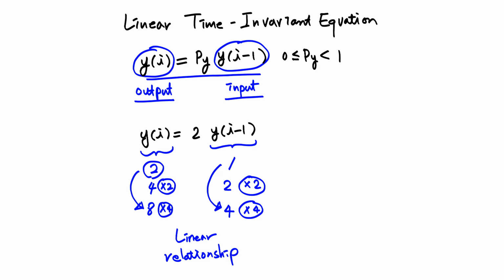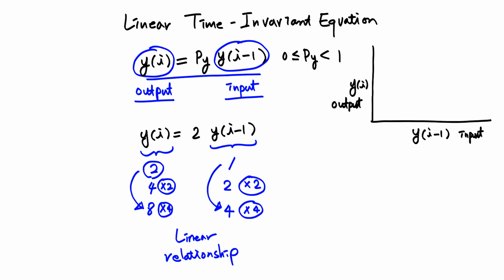So let me draw a plot to show the relationship between input and output. We have y of i minus 1, which is input, and we have y of i, which is output. And if you draw the relationship, we have something like this. The slope in this case is p sub y, which is 2. So you pick any point and you see that we have 1 here, then you have 2. If you have 2, you have 4, something like that.